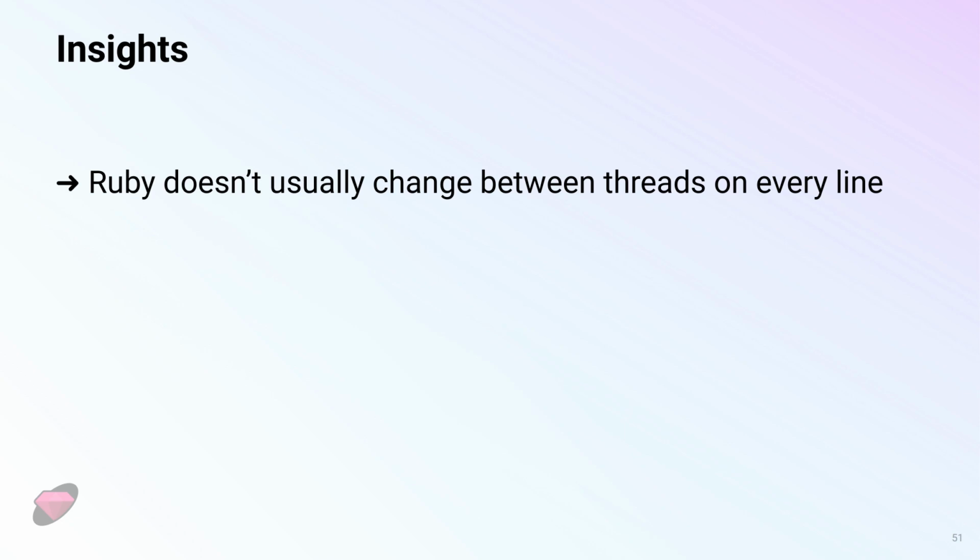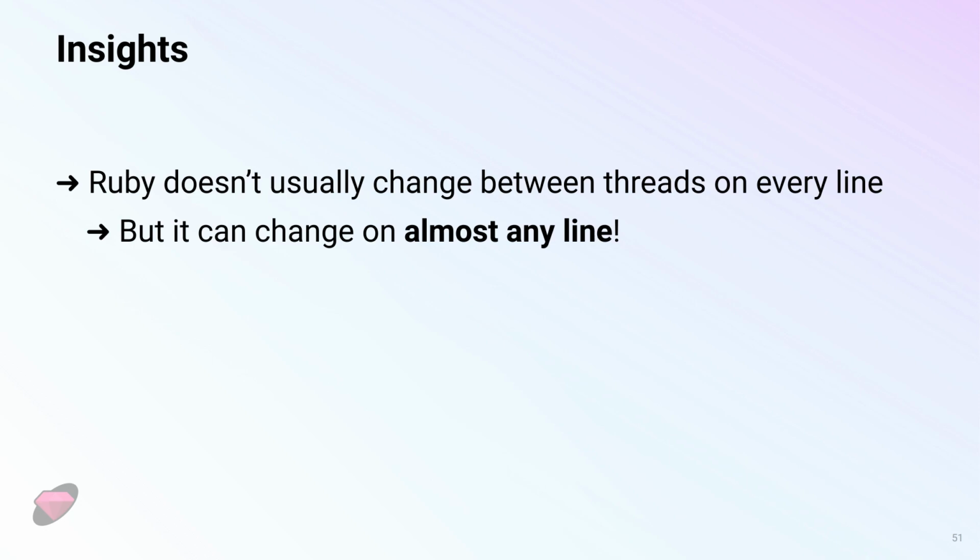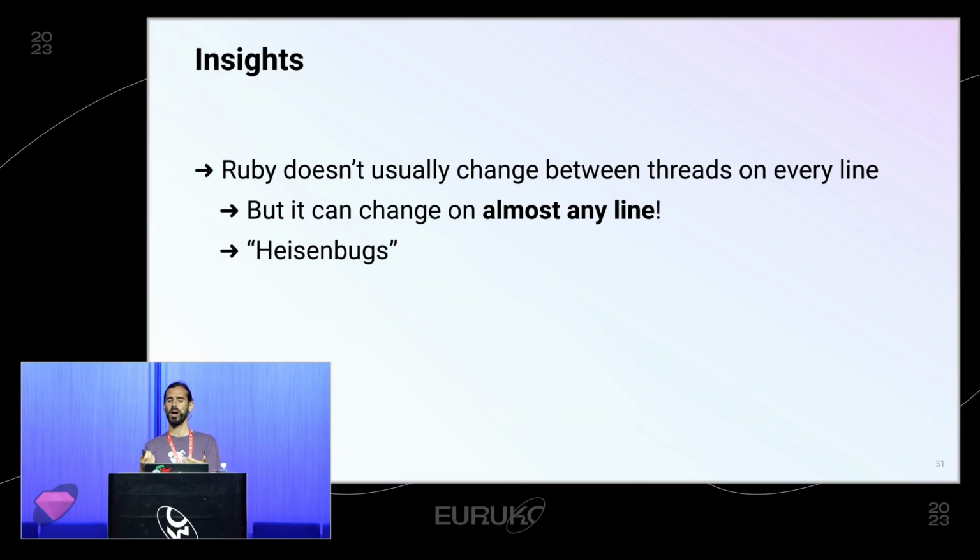So some insights from it. Ruby doesn't usually change between threads on every line like I was doing, but it can change on almost any line. So when I ran it on my machine, at some point it changed and caused this problem. We call this, as Matt was saying, Heisenbugs, which are bugs that only show up sometimes and can even be hard to observe. If you start adding some logs to try to debug this, the bug can go away because Ruby will switch threads at a different time. When you write a log, you're doing IO, and so Ruby's like, oh, IO, let me switch threads. So if you add a log, the bug can actually go away. So it's really hard to find.